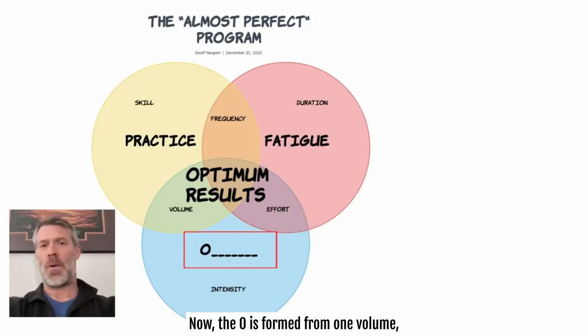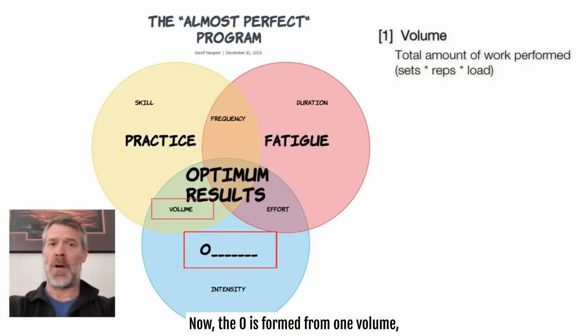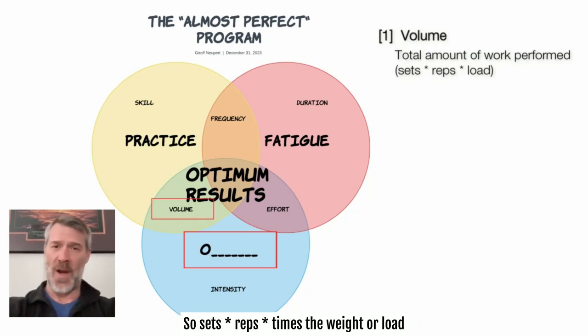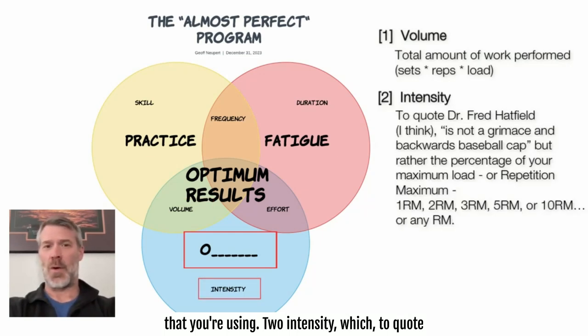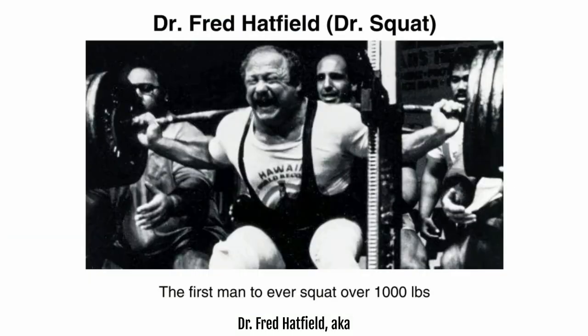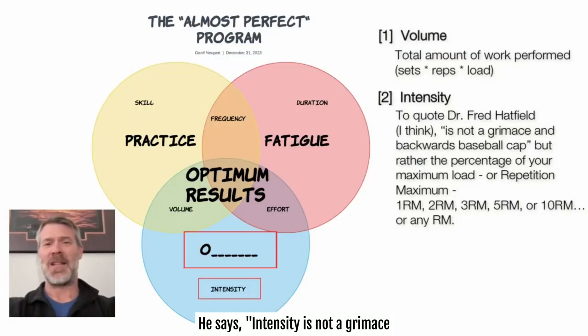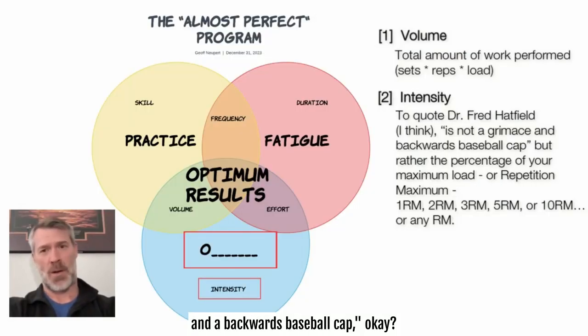Now, the O is formed from one, volume, which is the total amount of work performed. So sets times reps times the weight or load that you're using. Two, intensity, which, to quote Dr. Fred Hatfield, aka Dr. Squat, the first man to ever squat over 1,000 pounds. I think this is his quote. I'm going to give it to him anyway because it's a great quote. He says, intensity is not a grimace and a backwards baseball cap.